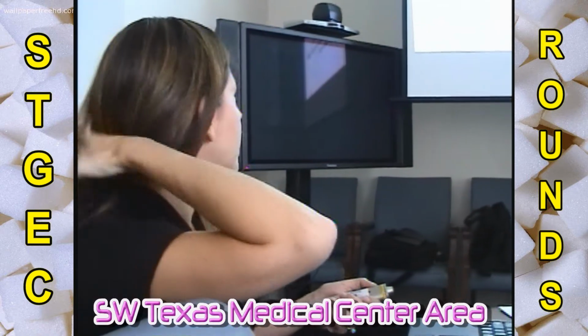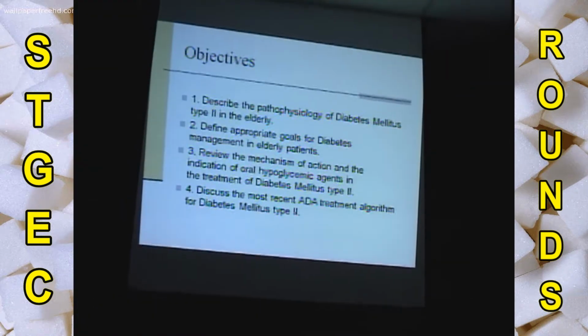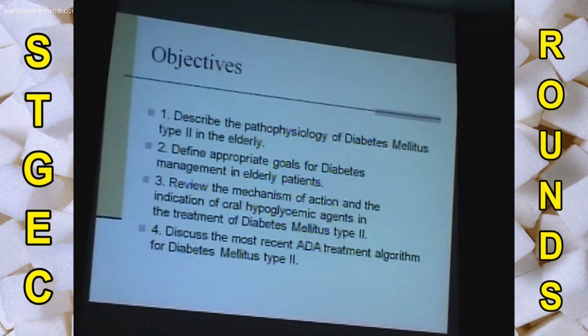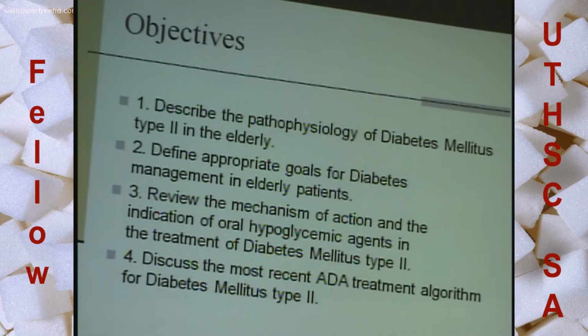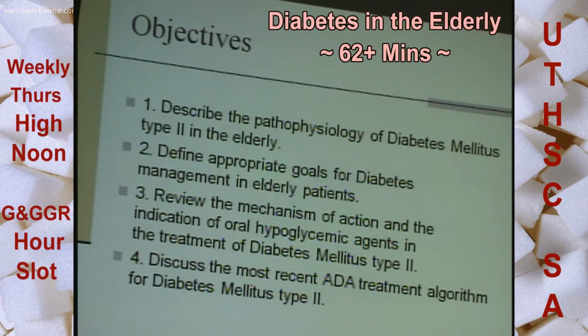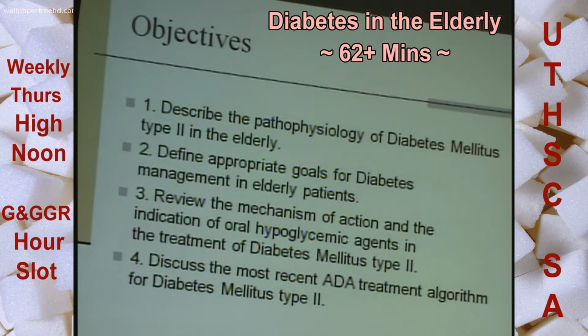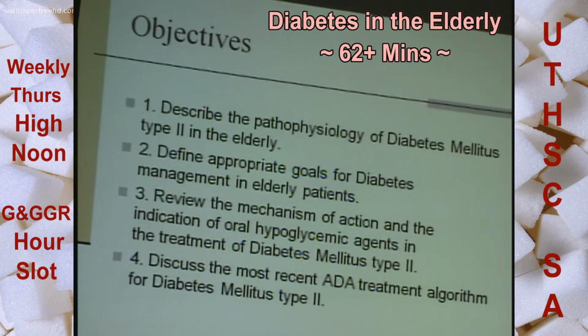They asked me to outline what the talk would be about, so first of all I'm going to briefly describe and review with y'all the pathophysiology of type 2 diabetes. Then we'll move on to define appropriate goals of treatment for diabetes in the elderly. Then we'll review the mechanism of action of different oral hypoglycemic agents, and we'll finally end up by reviewing a case and going over the ADA algorithm. But that's the formal outline; what I really want to bring is some practical clinical tips to the fellows on how to manage type 2 diabetes in the clinic.